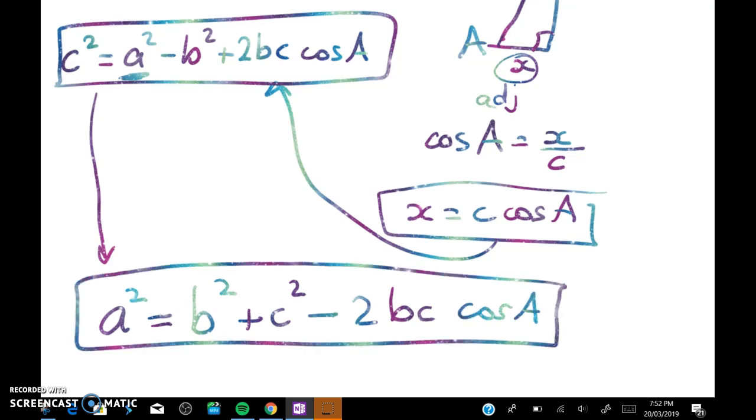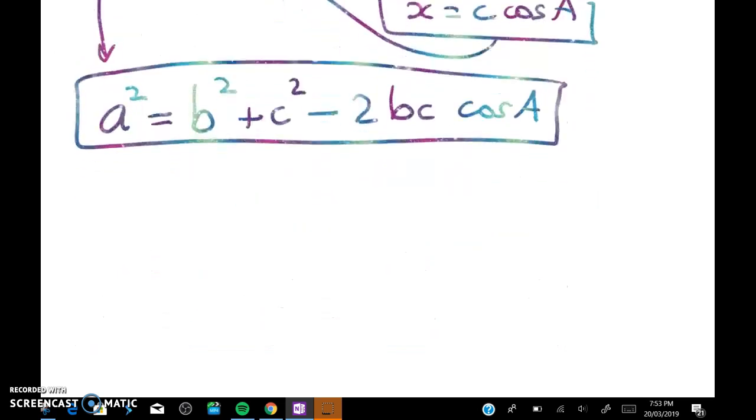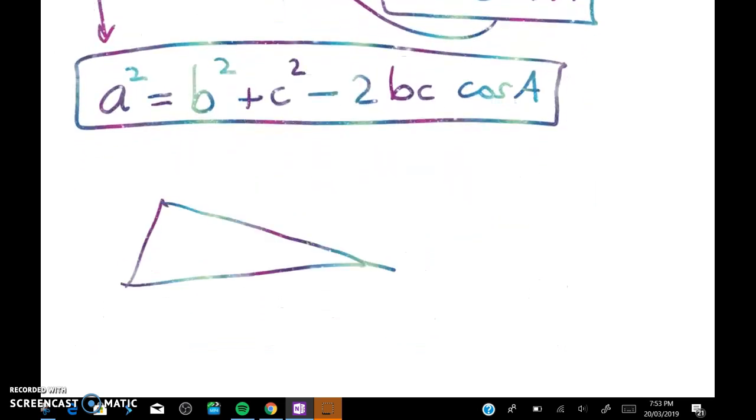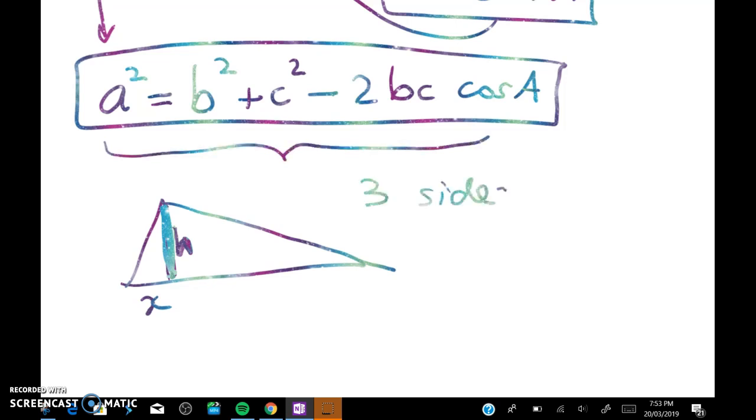Okay, so what we found is that by just using Pythagoras twice over, we started with a really artificial situation where we had the x here and the h here. But we showed that we knew an expression for the h. And so we then managed to get rid of the h and the x. So now what we're left with is a really nice relationship between three sides and one angle.